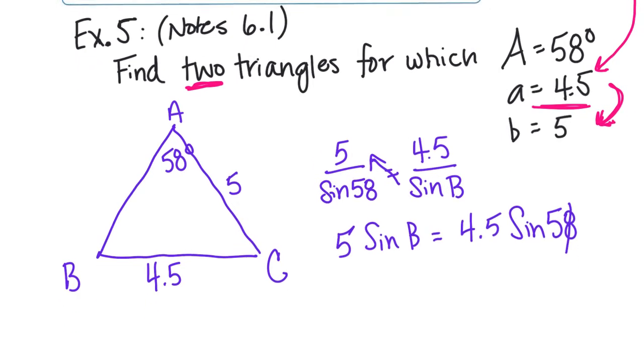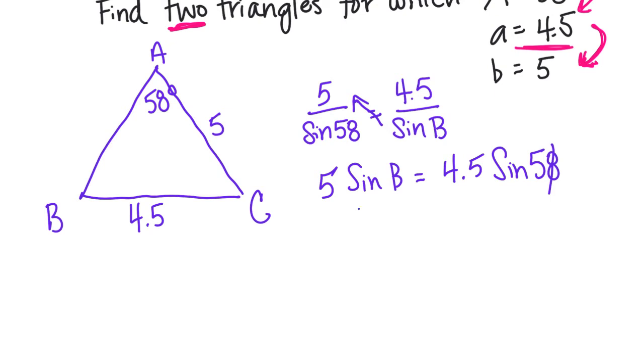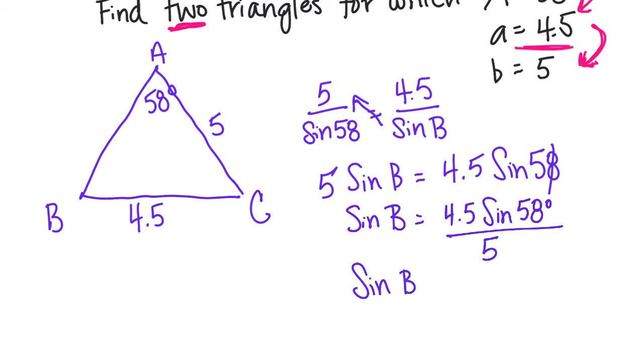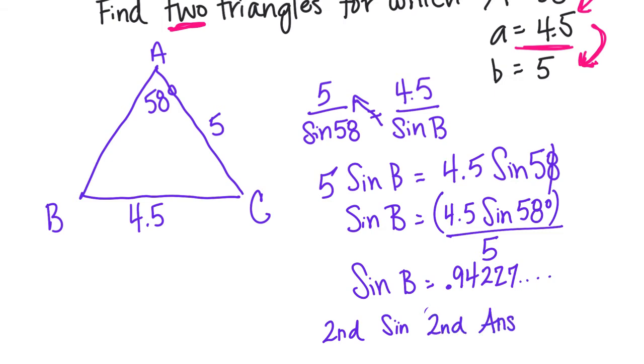All right, so when I divide this by 5, I end up with the sine of B is equal to 4.5 sine of 58 degrees all over 5, which tells me, if I put this in my calculator, make sure you're using parentheses or push equals, it's 0.94227... Now, from here, I would just hit second, sine, second, answer, and you could throw that answer right in there. And we will notice that B is 70.43 degrees.